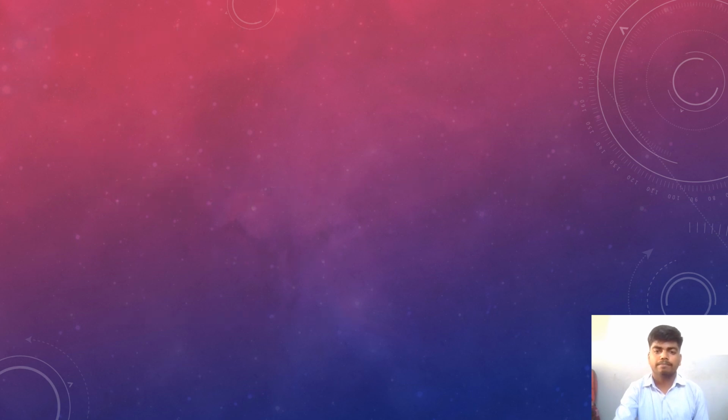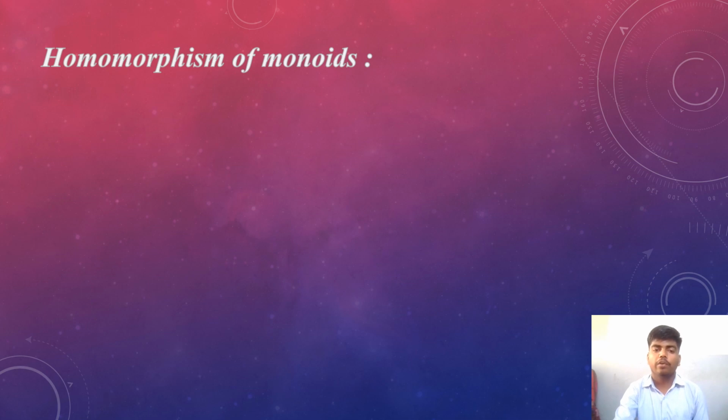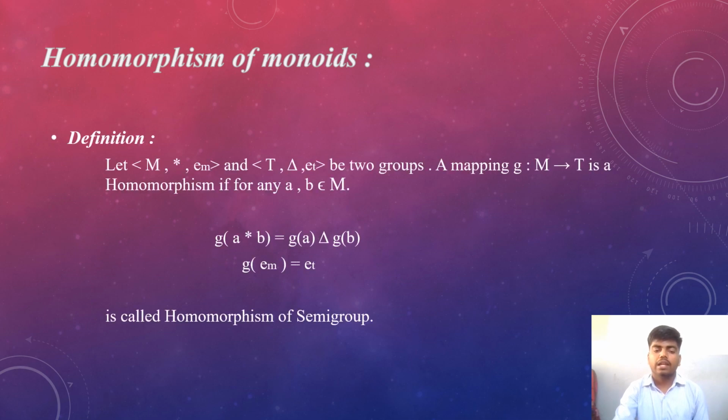Let's see homomorphism of monoids. Let M comma star comma identity element and T comma delta comma identity element be two monoids. A mapping g from M to T is a homomorphism if for any a, b belonging to M, g of (a star b) is equal to g of a delta g of b, and g of the identity element of M, that is the first monoid, is equal to the identity element of the second monoid. This is called homomorphism of monoids.